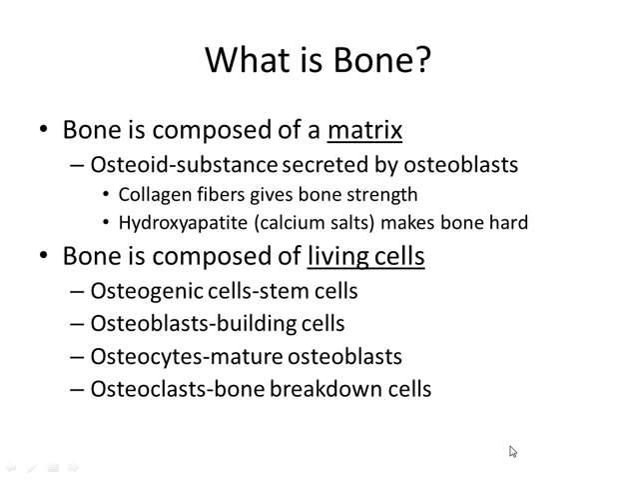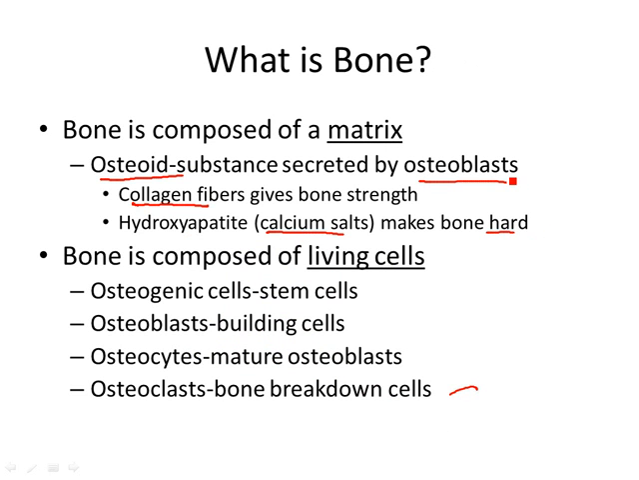Bone is composed of a matrix. Okay? Well, I told you, this integrity pen's a little bit different than the other one. There we go. Bone is composed of a matrix. Basically, you have an osteoid substance, which has collagen fibers for strength, and hydroxyapatite, those calcium salts that make it hard. So it's basically two things. You have osteoid that's made by the osteoblast, which has collagen fibers, and hydroxyapatite, which makes it hard.